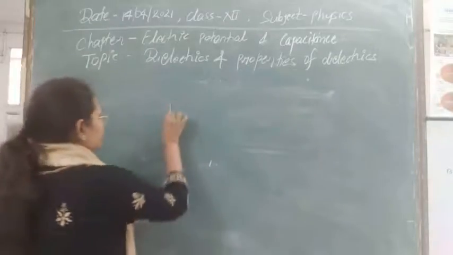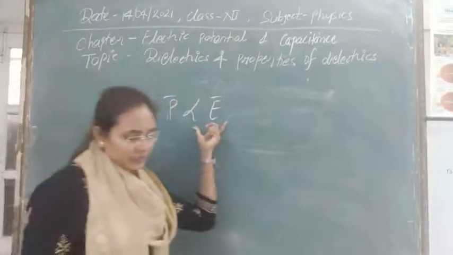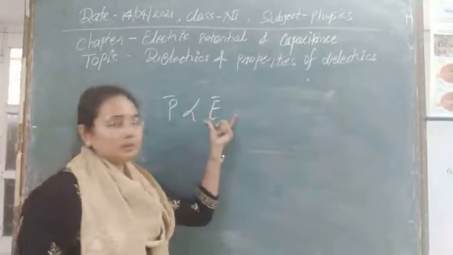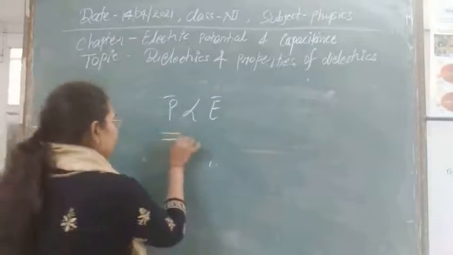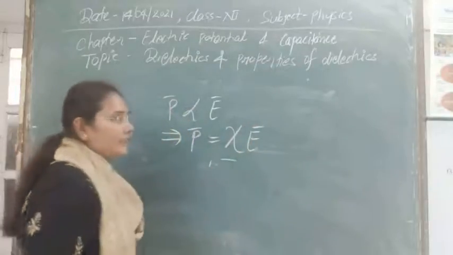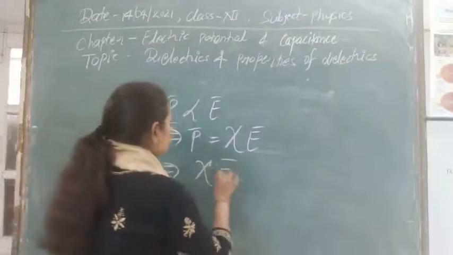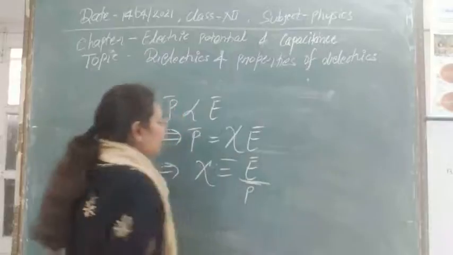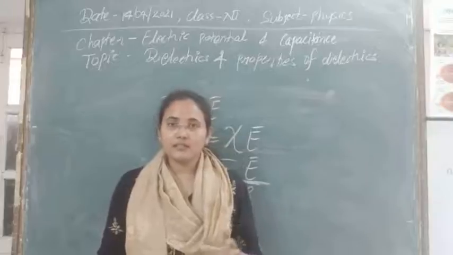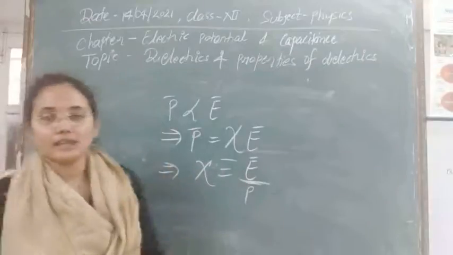Suppose E is the resultant electric field. Then P is directly proportional to E. This polarization, or polarization density, is directly proportional to the net field. And if we solve it, this is equal to chi into E. This proportionality constant is known as electric susceptibility. Its value tells how much electric field is required if we want to polarize the system by unit value.